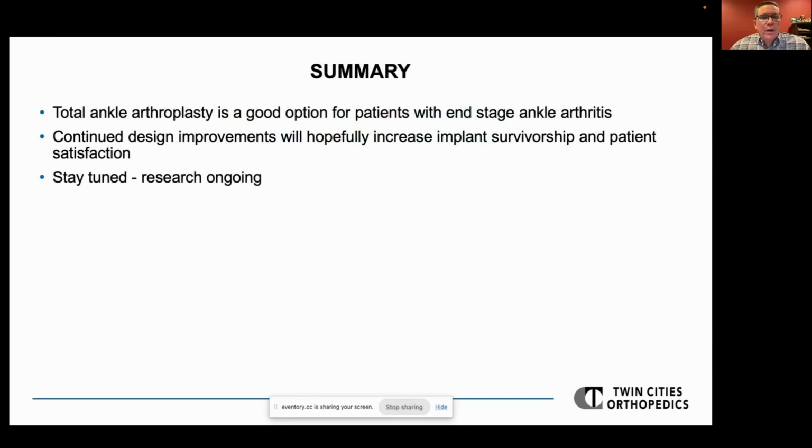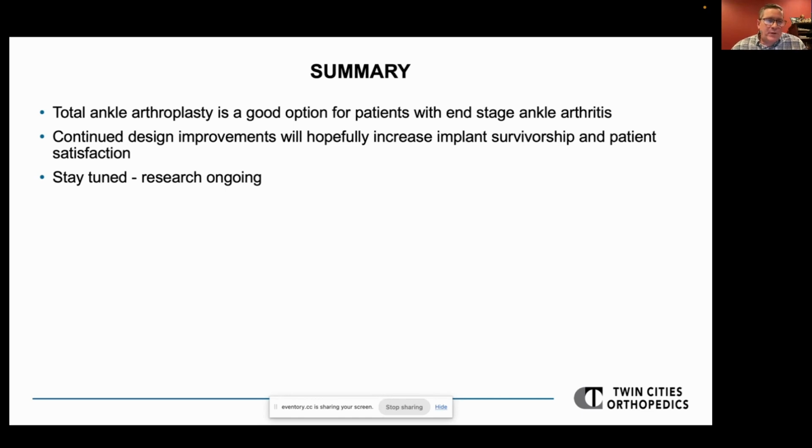So in summary, total ankle arthroplasty is a good option for patients with end-stage ankle arthritis. Those of us who do this operation, I tell my patients this is one of my favorite operations to do because the pain relief that patients get, the functional outcome, the improvements that they achieve are really, in many cases, life-changing, and patients are really very, very happy. It's not a perfect operation, obviously. Continued design improvements hopefully increase our implant survivorship and patient satisfaction.